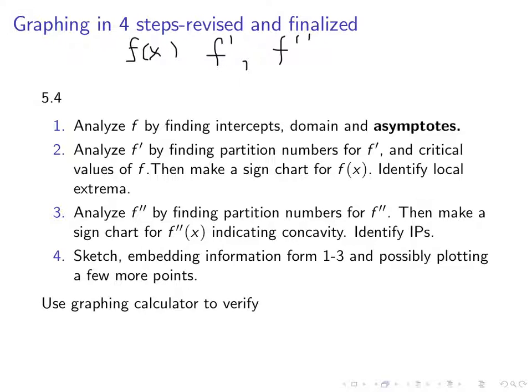The second step is the same as before. You'll analyze f prime and make a sign chart for f prime, and that gives you local extrema. Third step is you do what we did before in Section 5.2, and then you find a sign chart for f double prime, and that gives you concavity and inflection points. Now you sketch the graph or identify it on a multiple choice problem by taking into account the information from steps 1 through 3, possibly with the assistance of a graphing calculator.